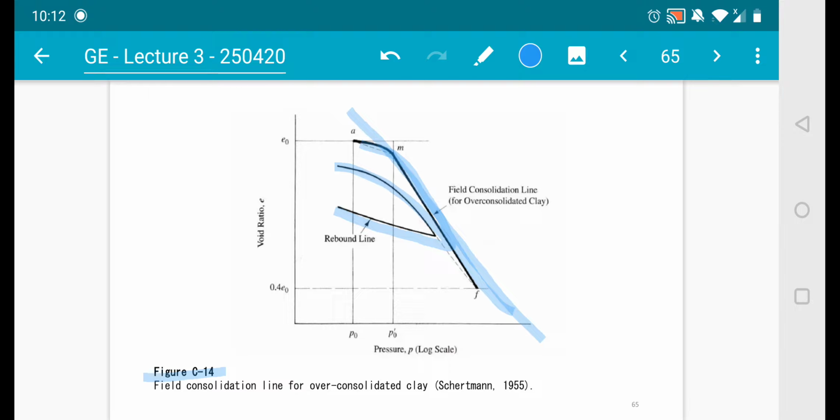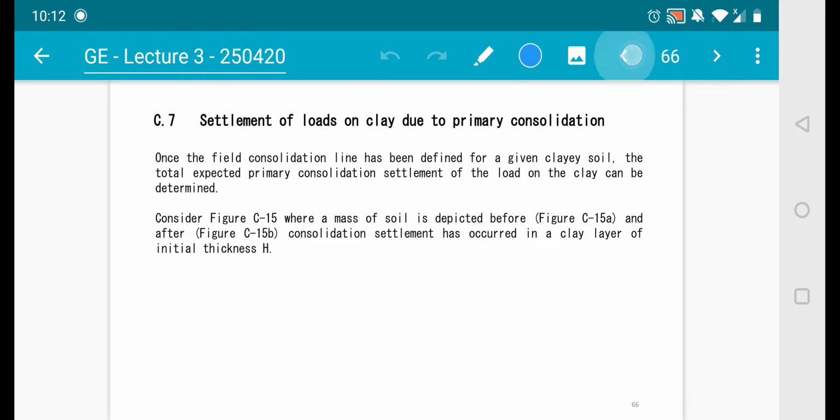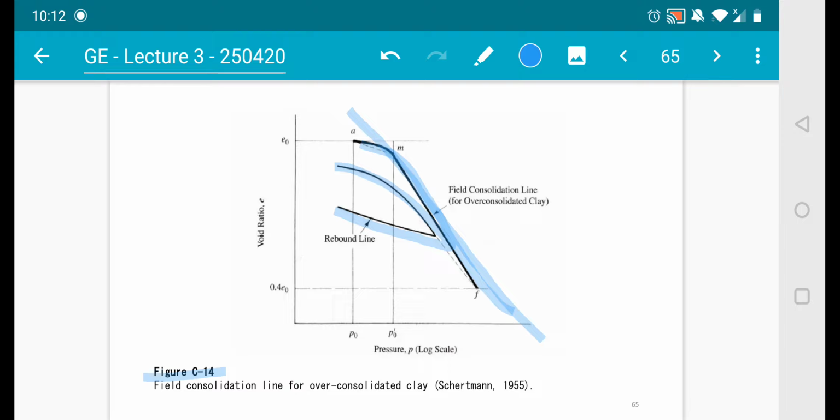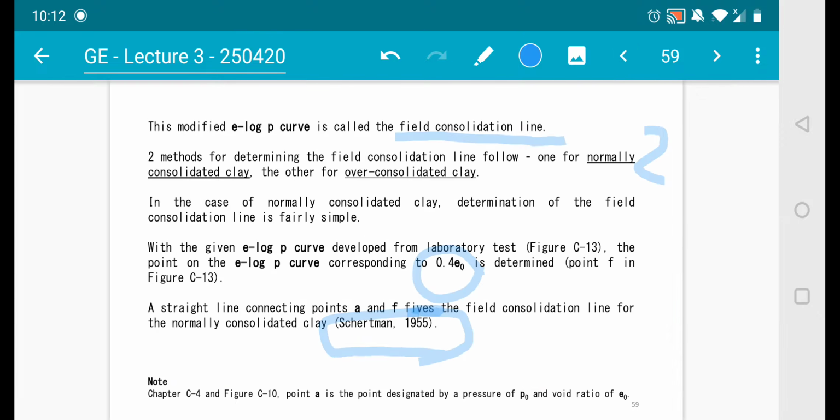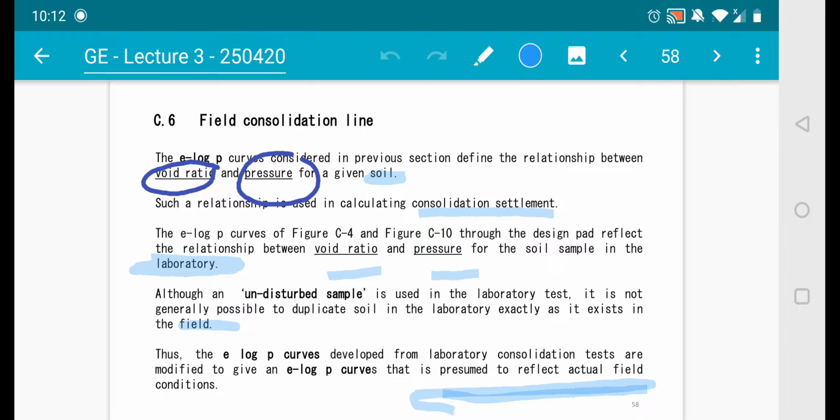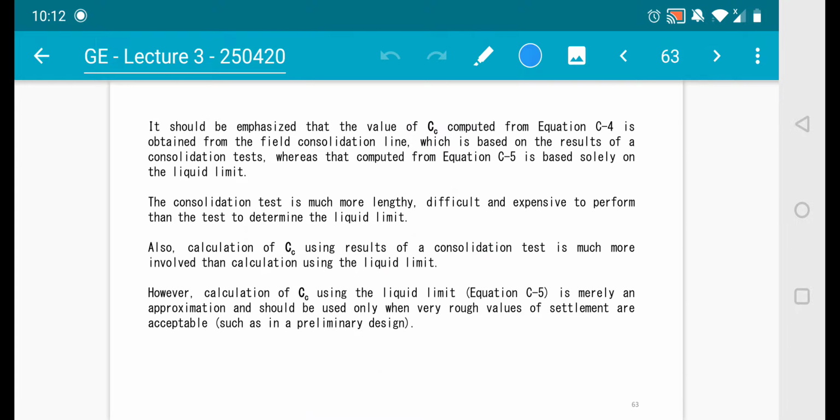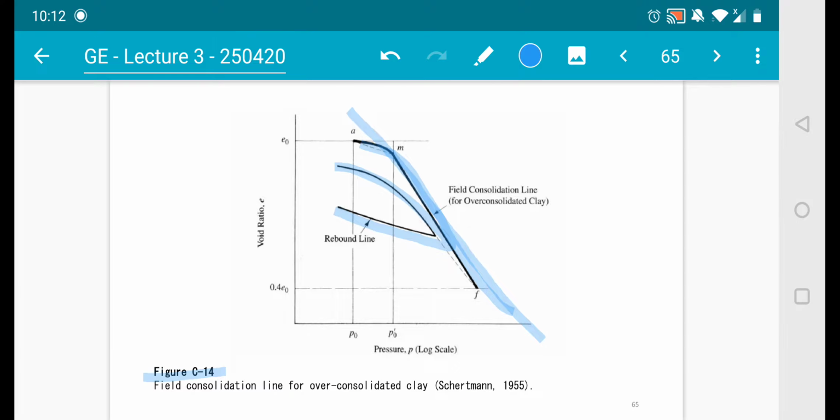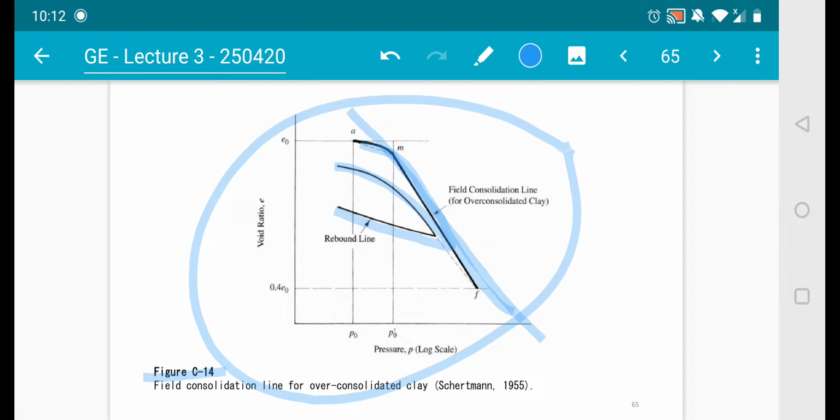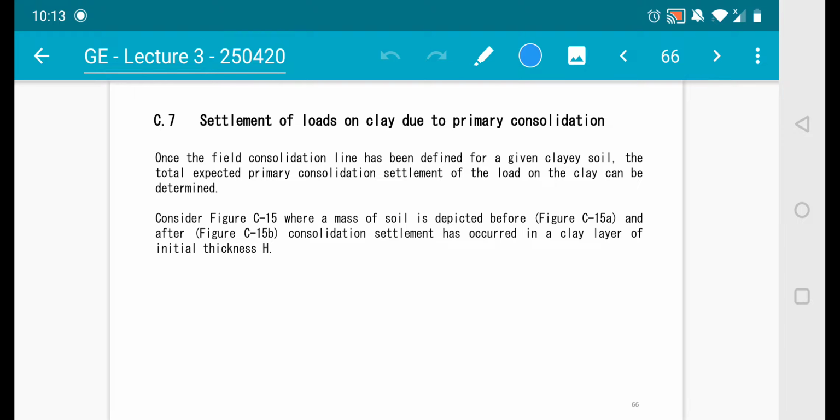So that's all about it for the field consolidation line. Basically, you're going to know how to plot the points for the field consolidation line for two types of clay: normally consolidated clay or over consolidated clay. So this is the first graph you need to understand, and secondly is this graph. So that's about it for this subtopic.